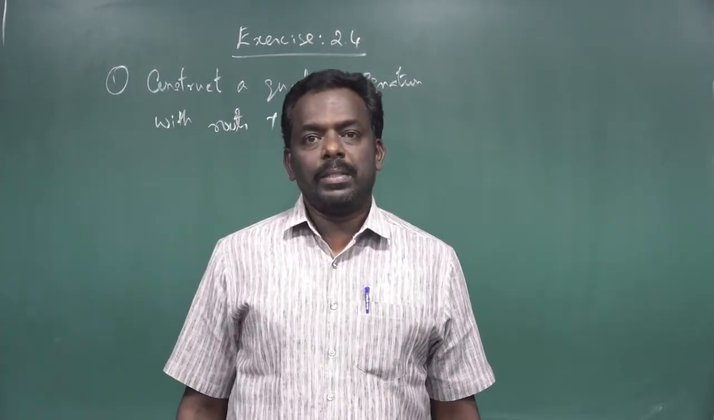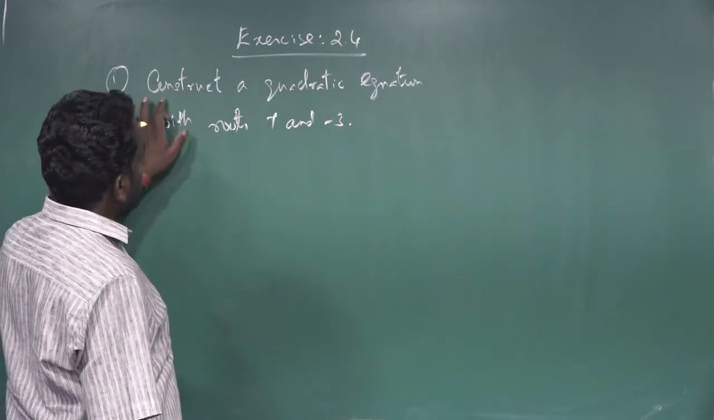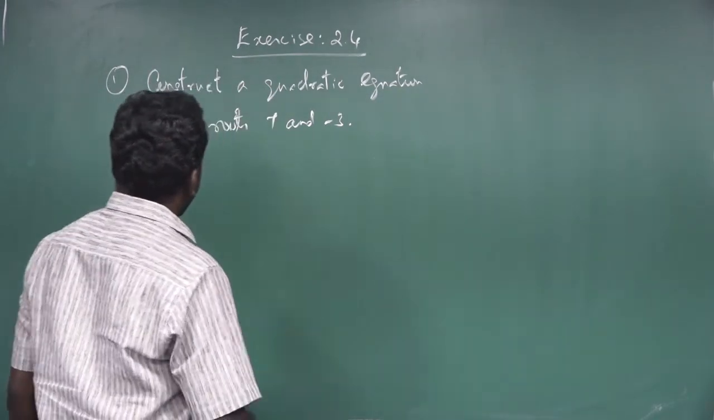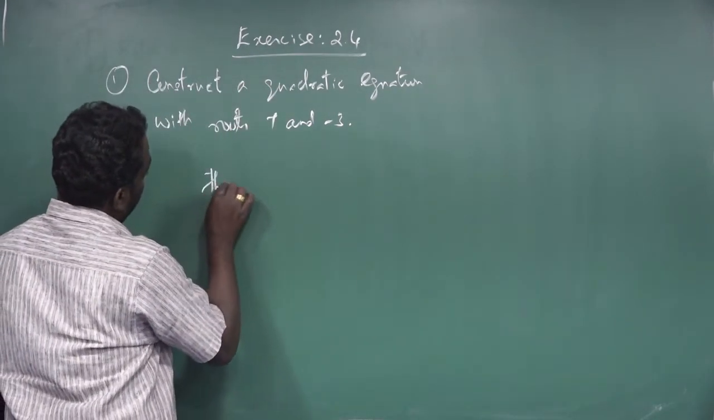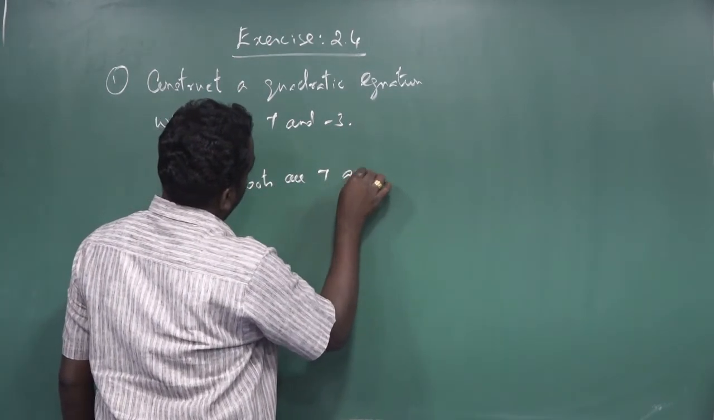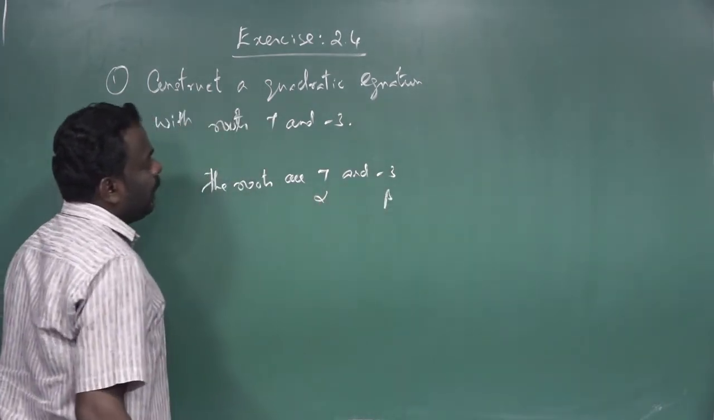Next, exercise problem 2.4. First one: construct the quadratic equation with the roots 7 and minus 3. Therefore, the given roots are 7 and minus 3, which we denote by alpha and beta.